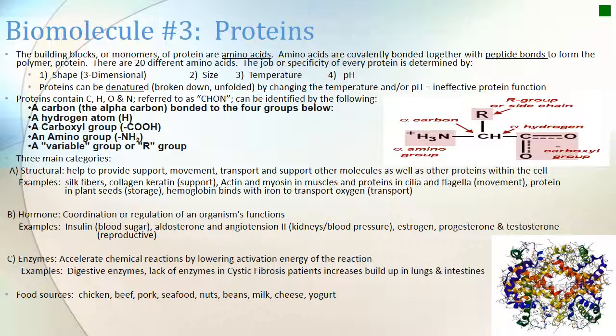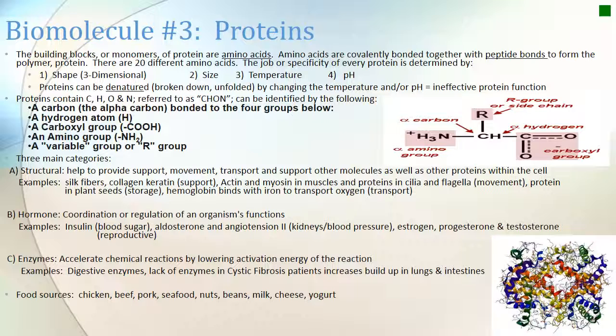So if you can recognize that it contains nitrogen with a functional group connected to a carboxyl group, then you have yourself the basic building block, an amino acid. String them together, you have a protein. Those fall into three subcategories: structural, hormonal, or enzymatic.